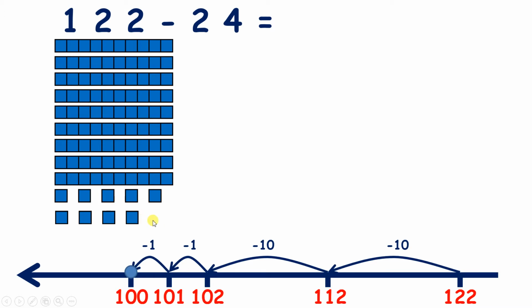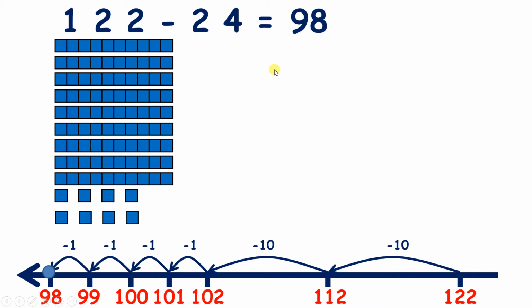So now if we subtract 1, we have 9 tens and 9 units, or 99, and subtracting our fourth unit leaves us with 98, or 9 tens and 8 units. So 122 subtract 4 equals 98.